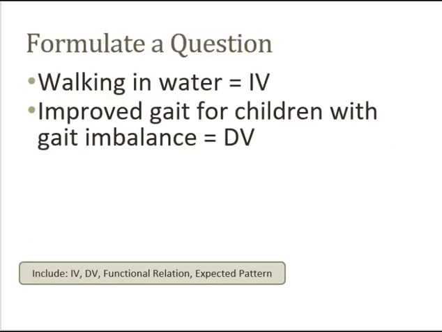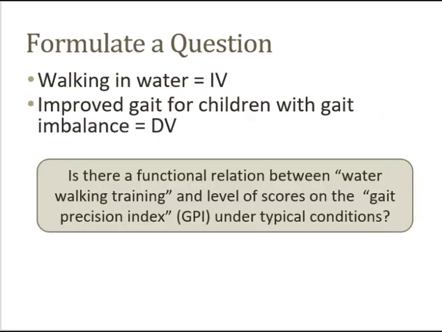Try to formulate a question for an investigation that seeks to document a functional relation when the independent variable is walking in water, the dependent variable is gait for children with gait imbalance, and the expected level is improvement in gait. Does your example read something like, is there a functional relation between water walking training and level of scores on the gait precision index under typical conditions?